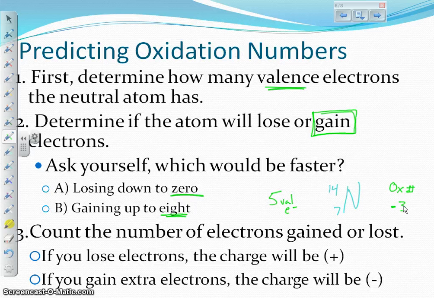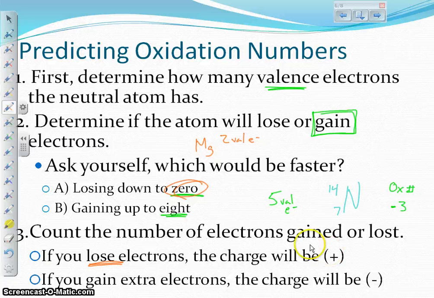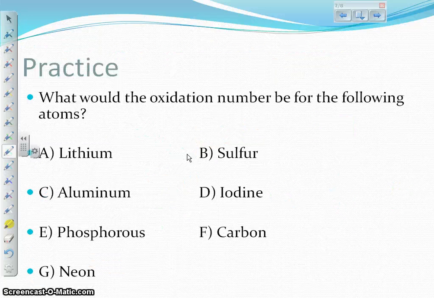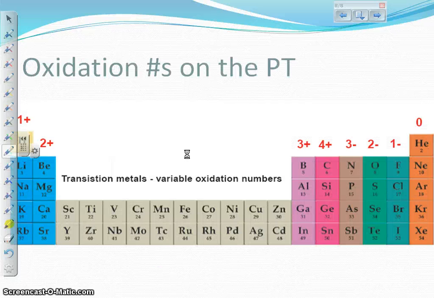If we were going to lose electrons, let's say we have the element magnesium, Mg, which has 2 valence electrons, it's easier to drop down to 0. And because we're losing electrons, we're going to be at plus. So you're actually going to have an oxidation number of plus 2 if we're talking about magnesium. So you can figure out each individual element like that, but an easier way is just memorizing the periodic table, because the periodic table actually has all the oxidation numbers on it.